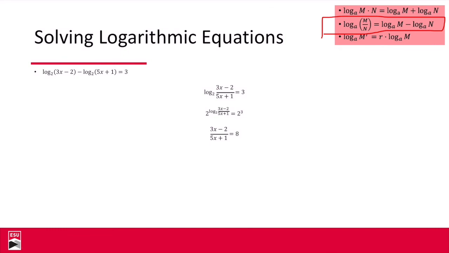Now we can eliminate our fraction by multiplying both sides by 5x plus 1. Go ahead and distribute that 8 through and combine like terms. So here we have 3x minus 2 equals 40x plus 8. Combine like terms, negative 10 equals 37x. And x is negative 10 over 37.